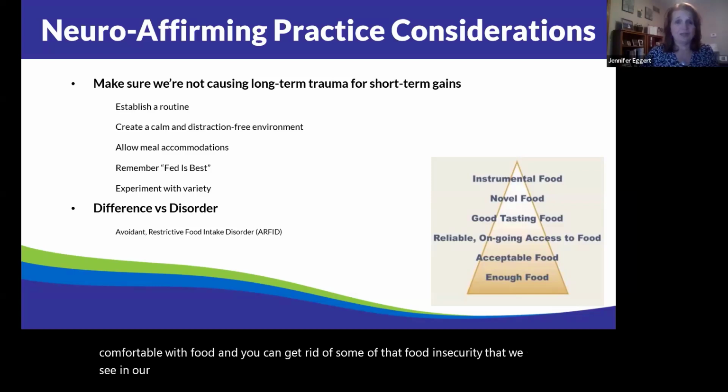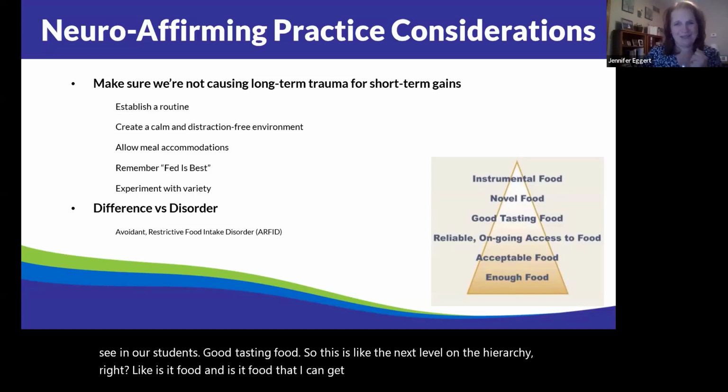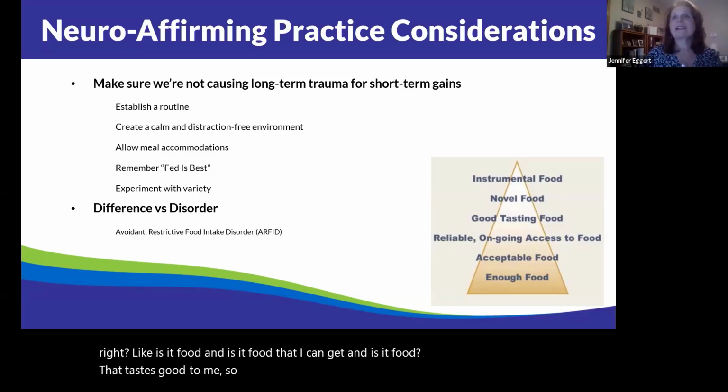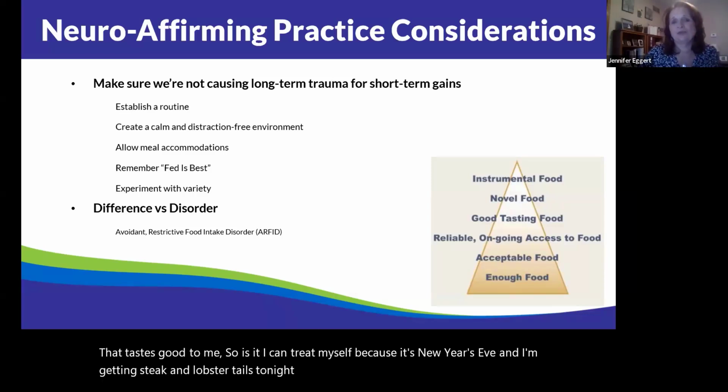Good tasting food. So this is the next level on the hierarchy, right? Is it food? And is it food that I can get? And is it food that tastes good to me? So is it, I can treat myself because it's New Year's Eve and I'm getting steak and lobster tails tonight, or whatever your New Year's Eve food is.